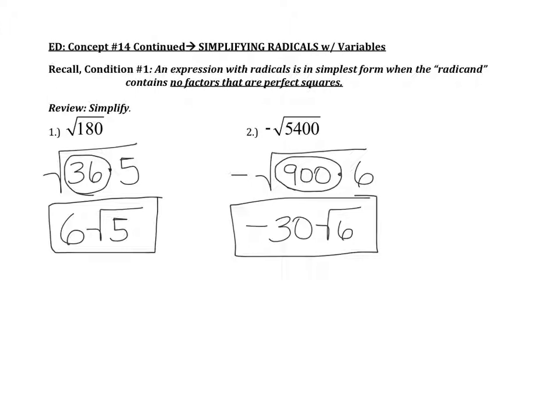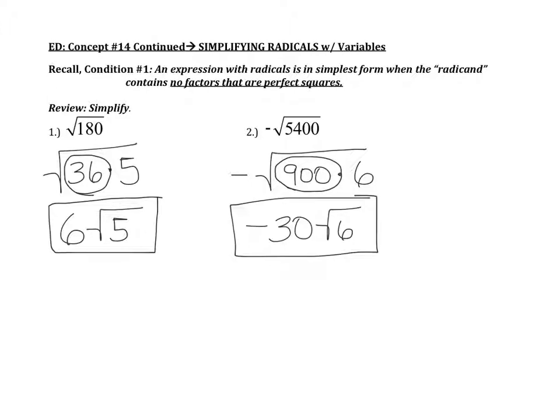All right, so you should have gotten 6 square root of 5 for the first one and negative 30 square root of 6 for the second one. If you didn't get those, go ahead and look at the number you have inside the radicand and see if there's a perfect square that still goes into it, right? So the idea here is to pull out the biggest perfect square that you can, or keep pulling out perfect squares until you can't pull out perfect squares anymore.